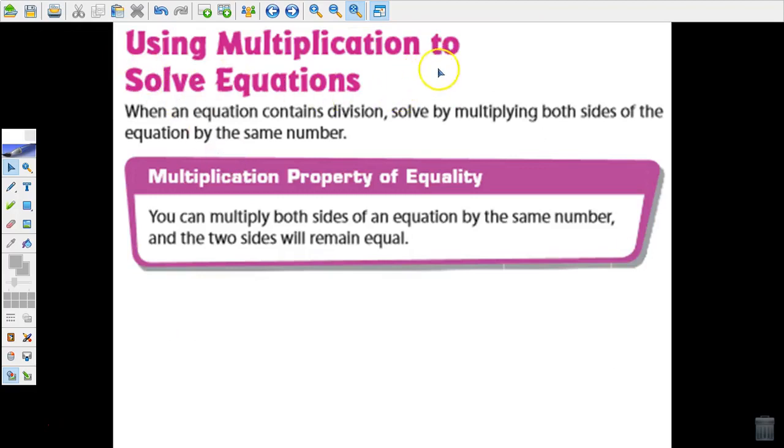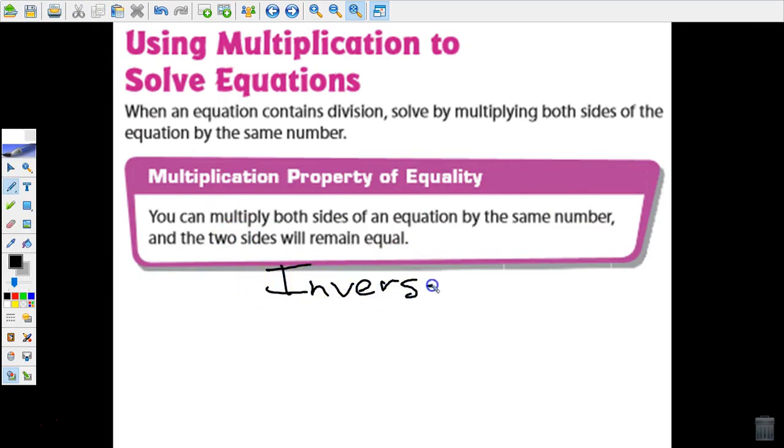Using multiplication to solve equations. When an equation contains division, solve by multiplying both sides of the equation by the same number. So, multiplication property of equality is the same thing as the division property of equality. It's just saying you can multiply both sides of an equation by the same number and the two sides will remain equal. So, we have to do the inverse again.